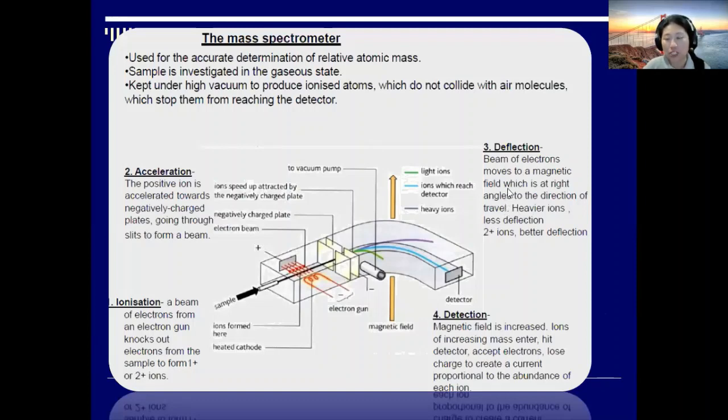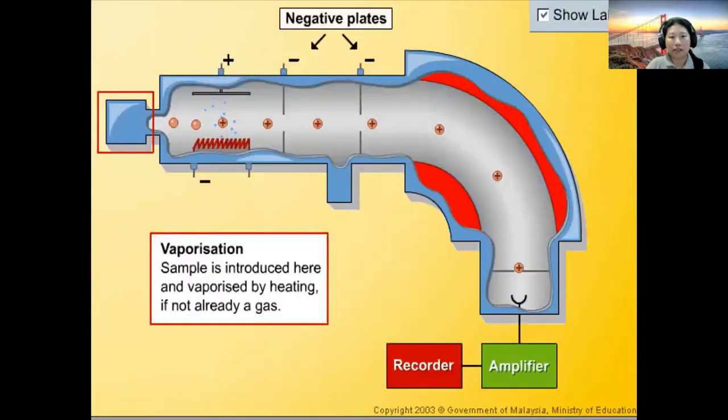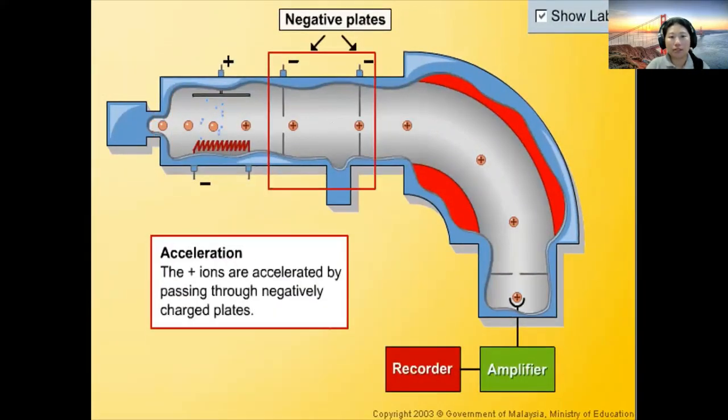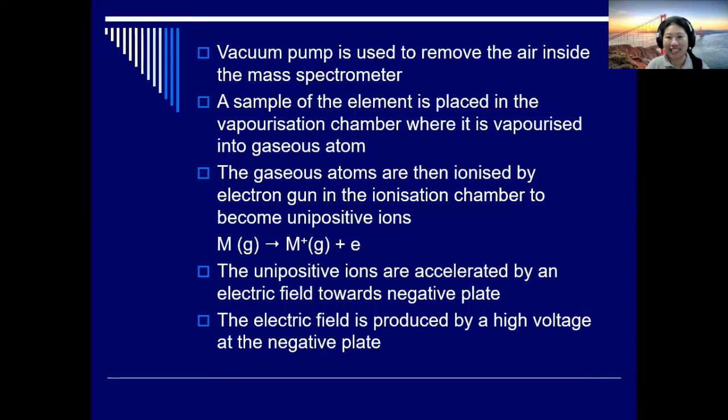Now, those that are not charged will be removed by the vacuum over here. Okay, and finally, it will be detected, and then it will produce the mass spectrum or mass spectra to be analyzed. Okay, so very fast, we go through it together. If you want to look at it clearly, you just pause it later. The vacuum pump is used to remove the air inside the mass spectrometer and also remove the uncharged particles.